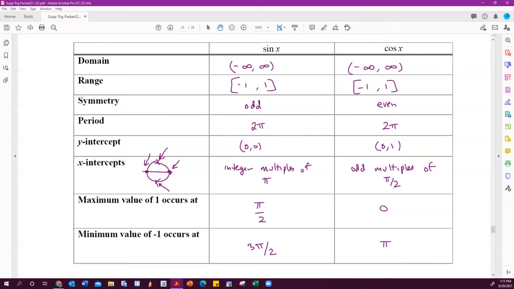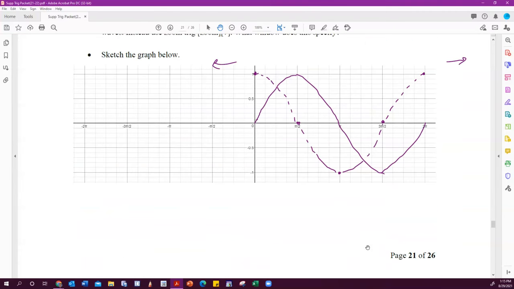That's a summary of kind of the important pieces of information. Remember, minimum occurring at pi comma negative 1. If we scroll up here, you can see it happening at the pi comma negative 1 on the cosine curve. Maybe I'll label this too. This is a cosine, and this one is the sine.